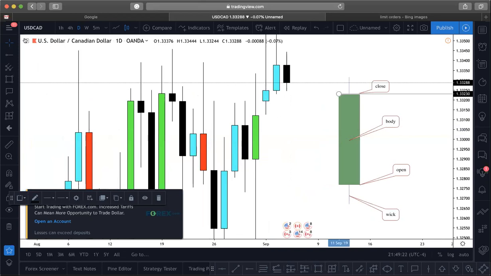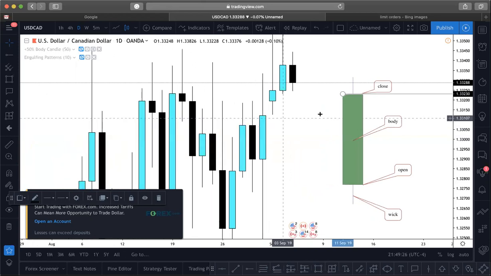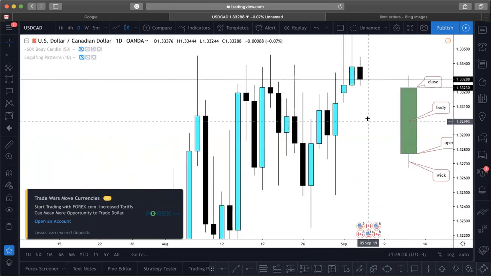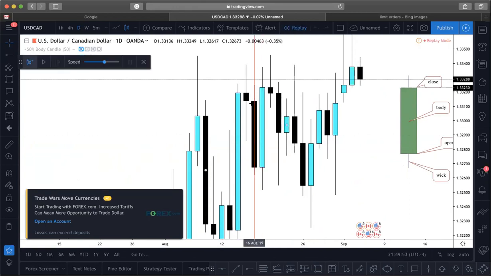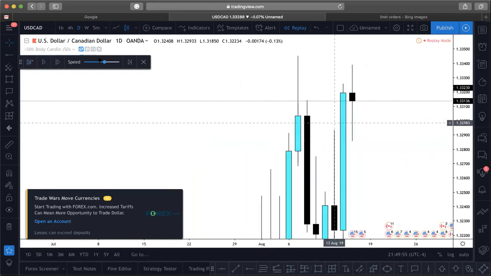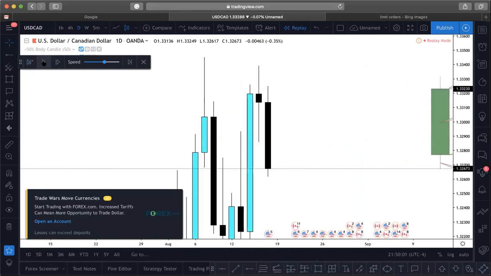Okay, the red bear candles, the down candles, are black, and the bull candles, that are supposed to be green, are blue, right? So for this example, you could see the market when the market was making, actually okay, let me go back. So for this candle, right? This candle right here.